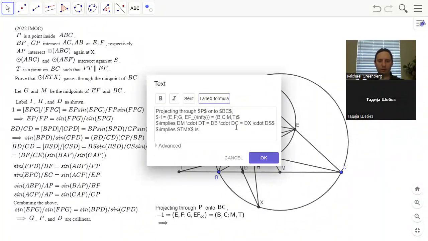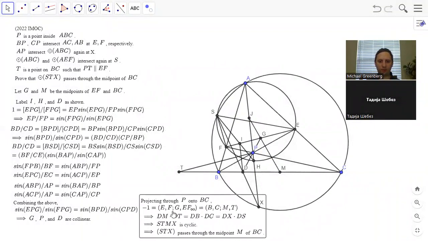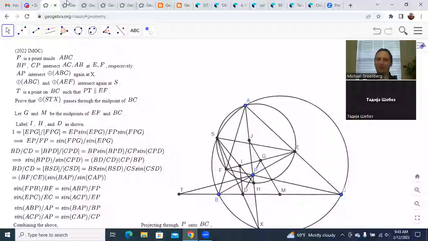And that implies that STMX is cyclic, and that means that STX passes through the midpoint M of BC. All right. So I guess we have enough room for it right here, so I can just leave that right here. Interesting. I'm sure there's a way to do it without all this trig, but it's kind of an interesting solution.